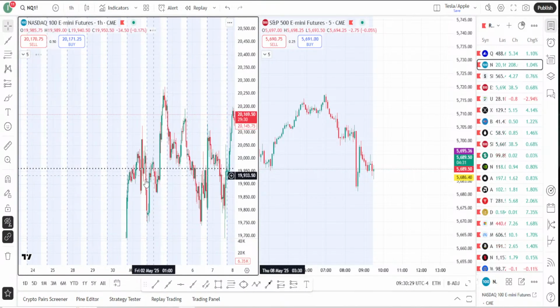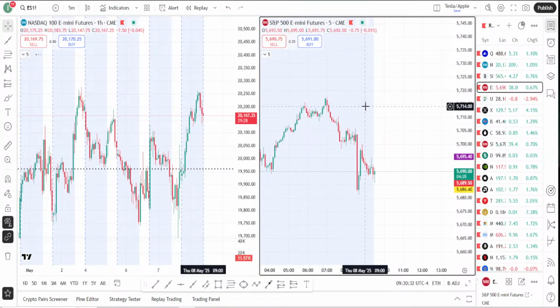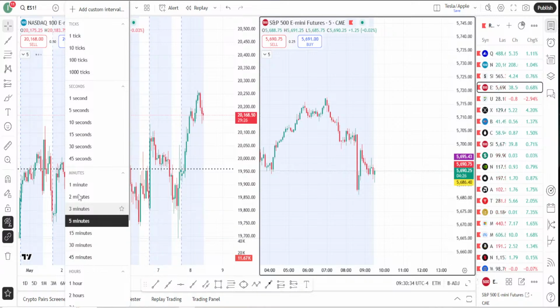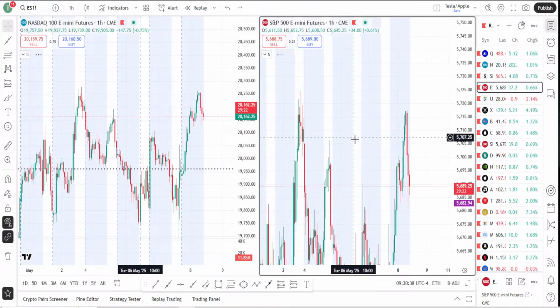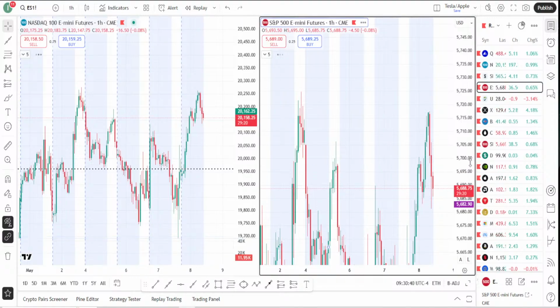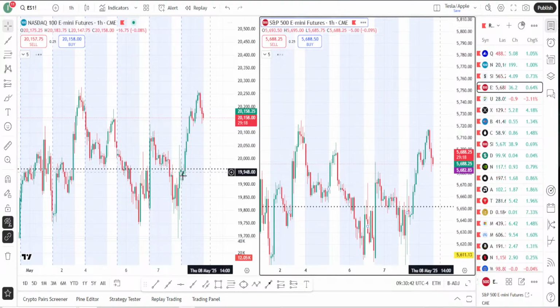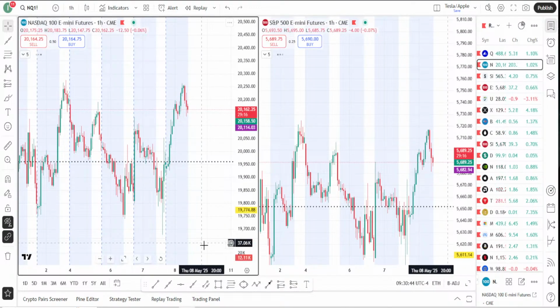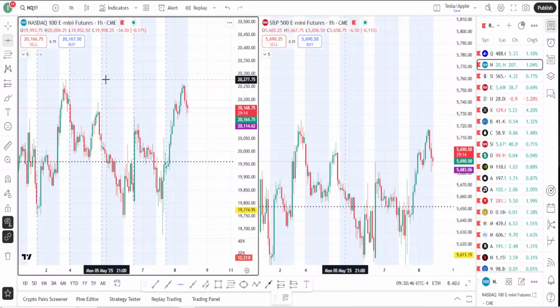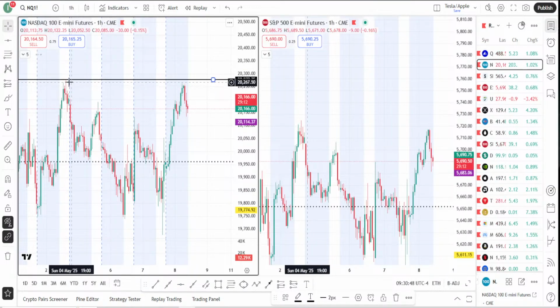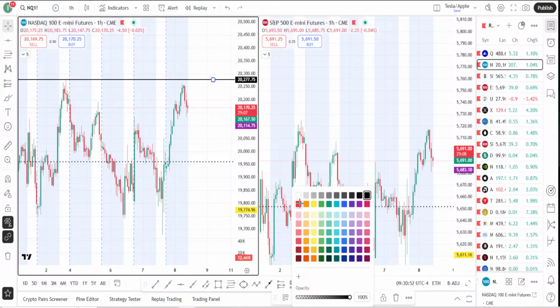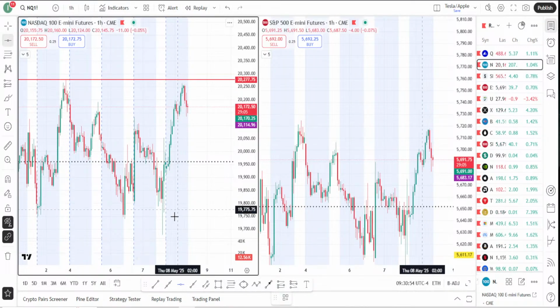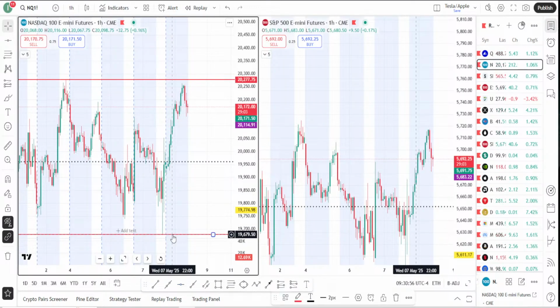All right, first we're gonna start by going on the hourly time frame. I'm gonna do this very quick, so try to keep up. Hourly time frame, ES and NQ. We're gonna mark out this high right here. We got some resistance. We got support down here.